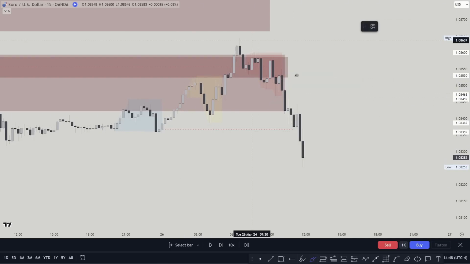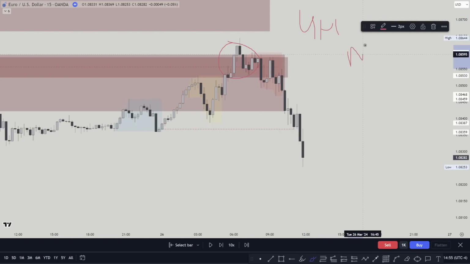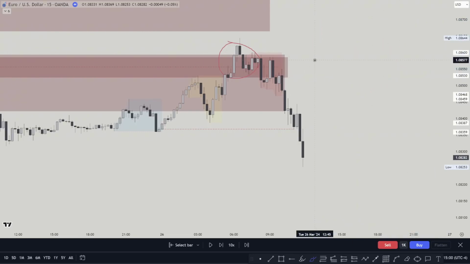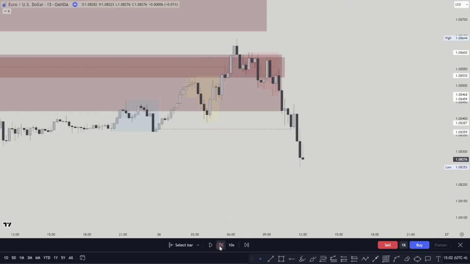So the first setup that you could have taken is from this change of state delivery, only relying on 2 time frames. So 4-hour and then 15 minutes. You could have taken a trade based on the 15 minutes by itself, but we're going to also discuss how to take a trade based on the 1-minute time frame.